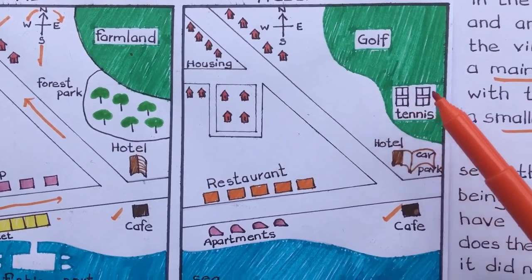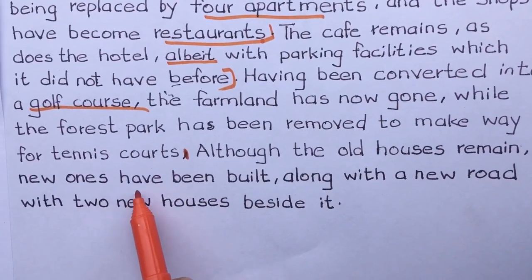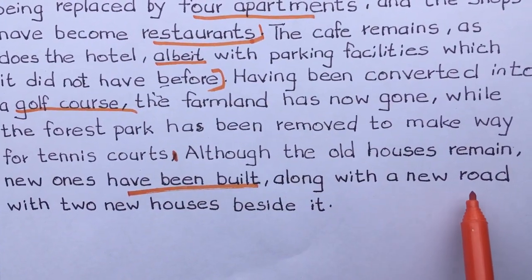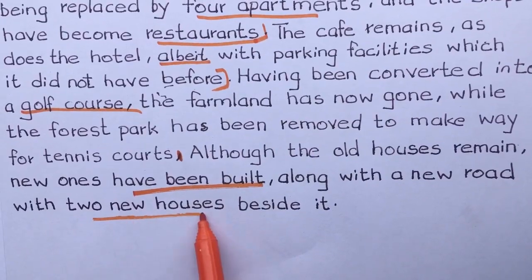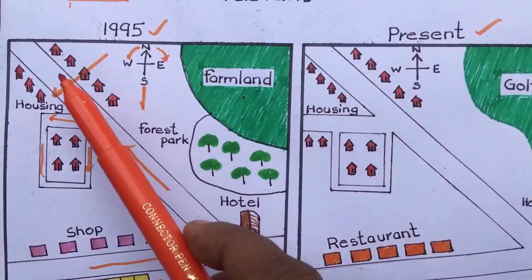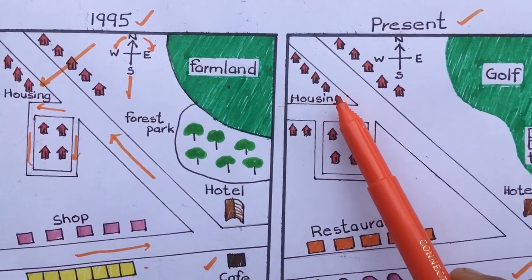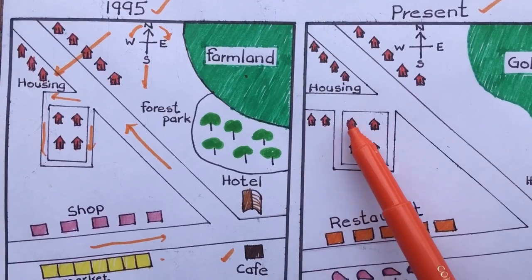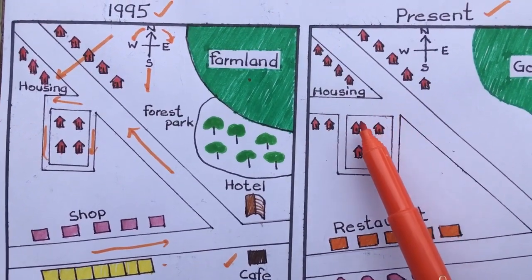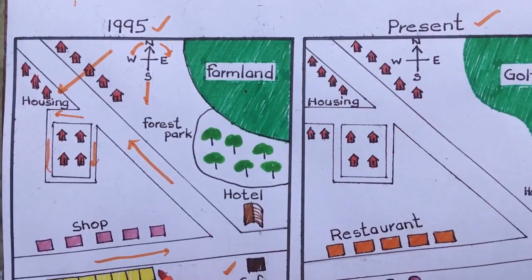That's the only matter. Although the old houses remain, new ones have been built along with a new road with two new houses beside it. So even though there are new houses, old houses are still there. However, you can see the new houses are built and a new road is constructed, and a few more houses were added to the sides of the road as well.